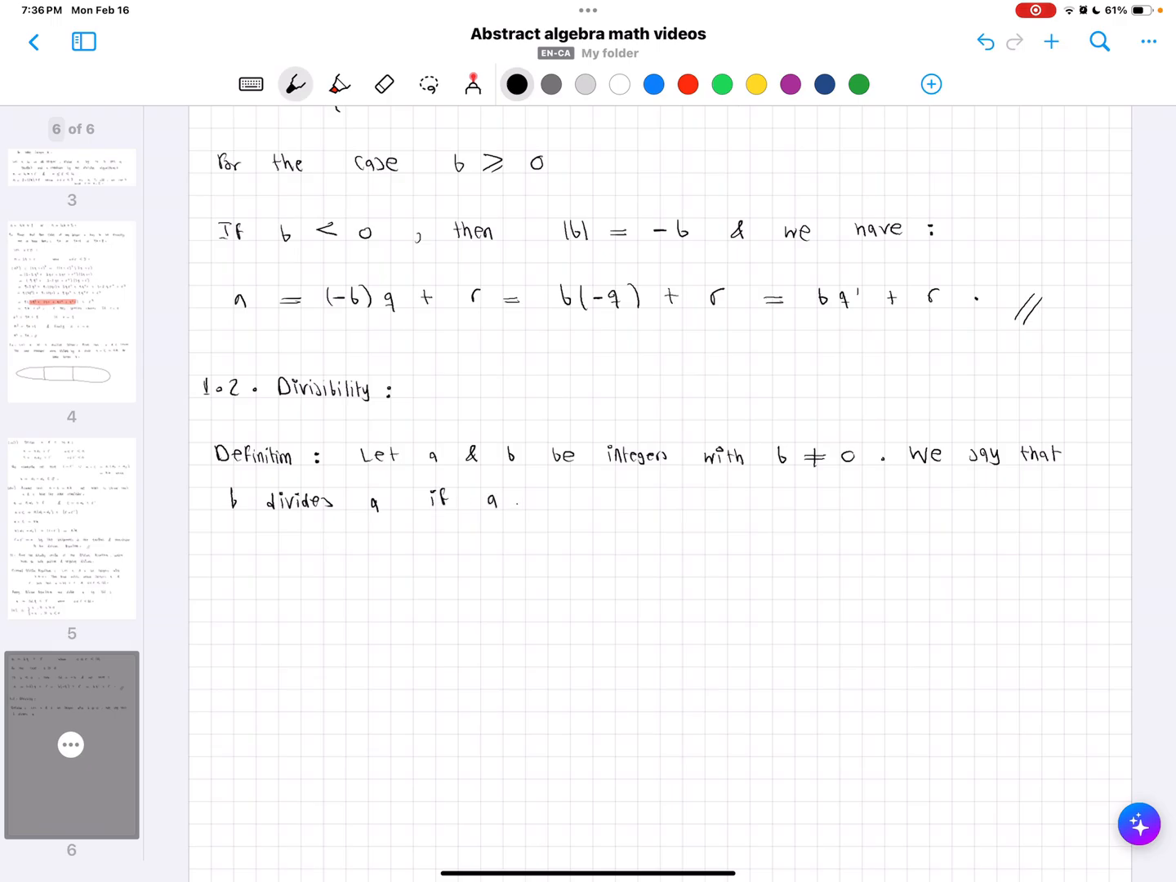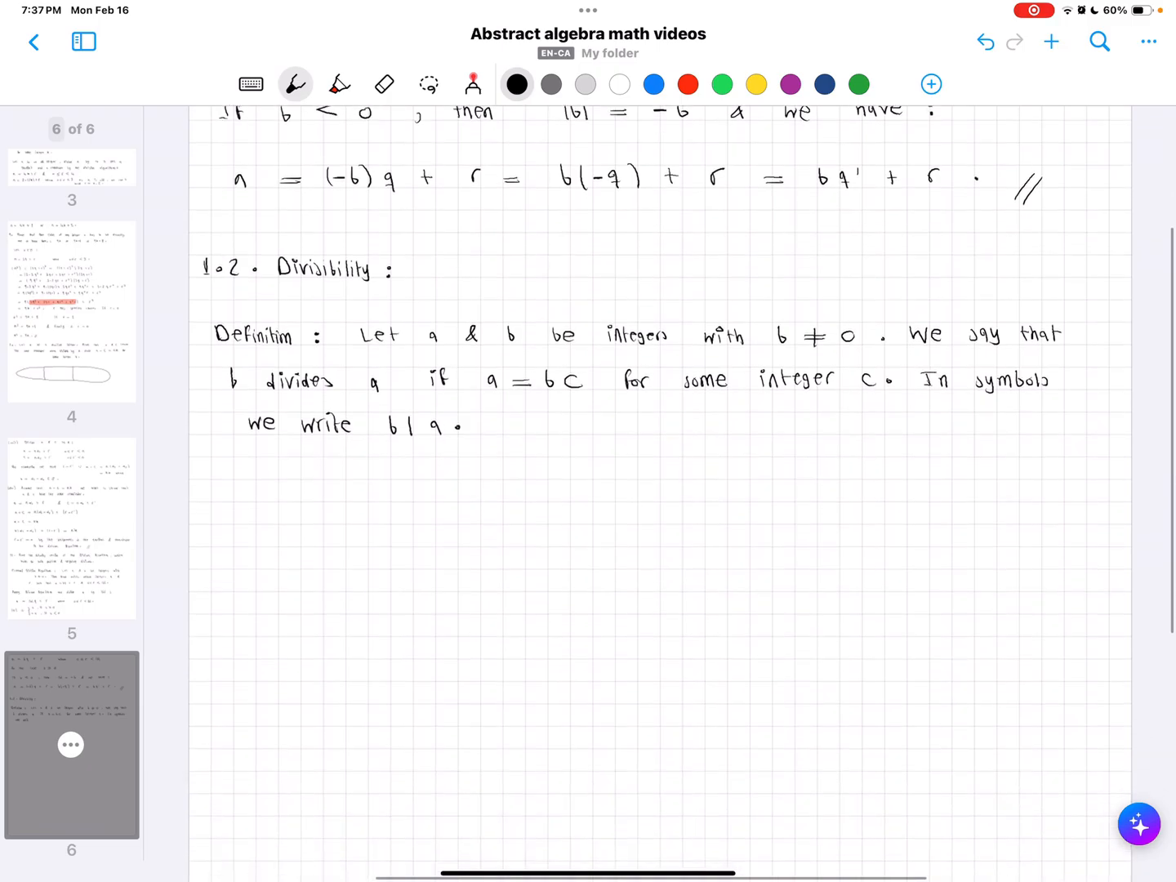If A is B times C for some integer C. So in symbols, we write B divides A. So let's do some analysis.